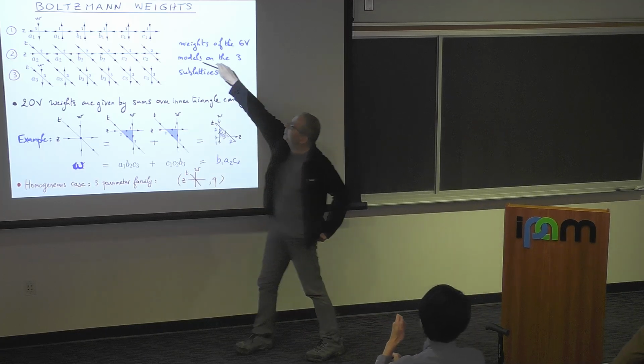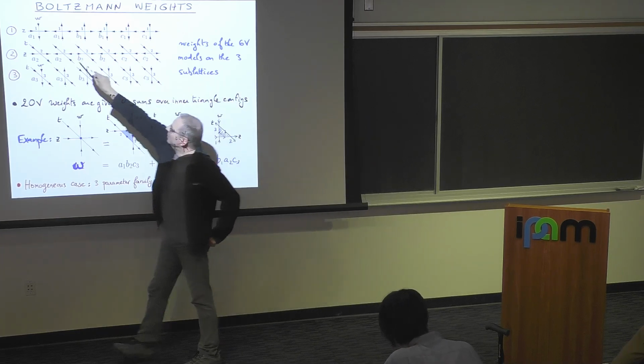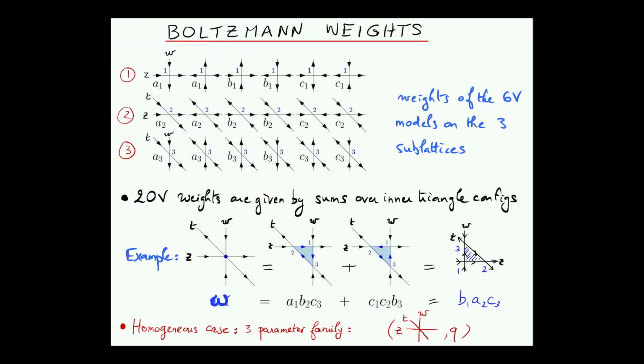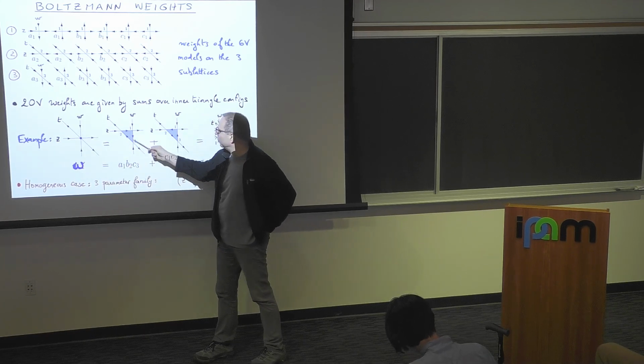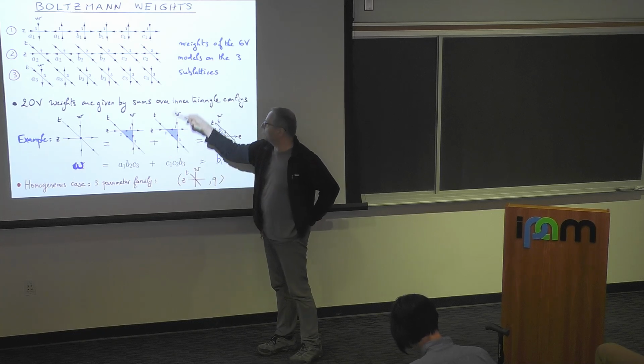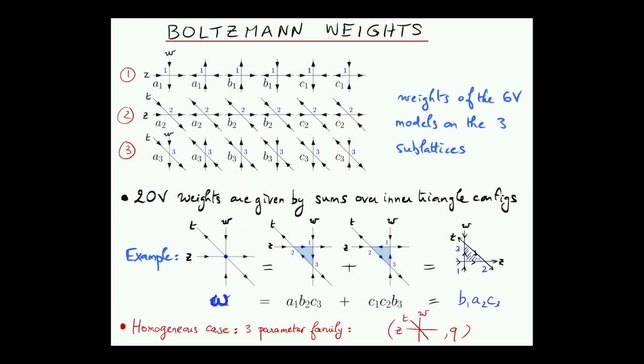So here are my three 6 vertex models. I don't write the dependence on the spectral parameters, but all the A1, B1, C1 depend on Z and W. All the A2, B2, C2 depend on Z and T, which are the spectral parameters for horizontal and diagonal, and then diagonal and vertical, T and W. So I have a dependence on pairs of spectral parameters. Now I define my weights as the sum over all possible inner configurations of the corresponding 6 vertex weights. It's a product of three 6 vertex weights corresponding to the three vertices. Here I have 2 configurations, so it's a sum of 2.